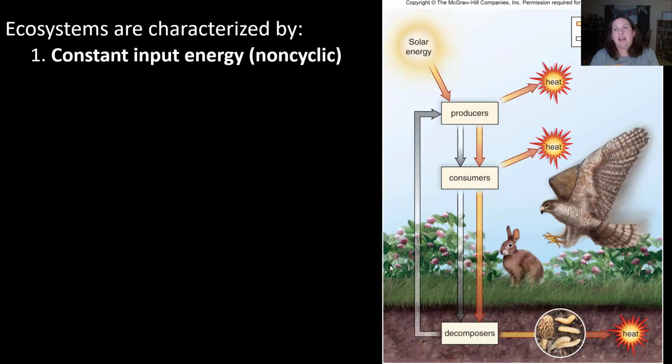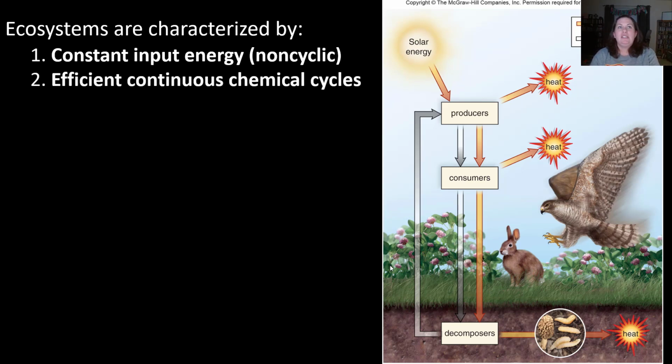So ecosystems are characterized by a number of things. First, they need a constant input of energy, and this comes from the sun. This is non-cyclic, meaning that it doesn't return back to the sun, so it just goes through the system. We do see that they need some efficient continuous chemical cycles. This is things like the water cycle, the nitrogen cycle, the carbon cycle. So those have to be present in an ecosystem.